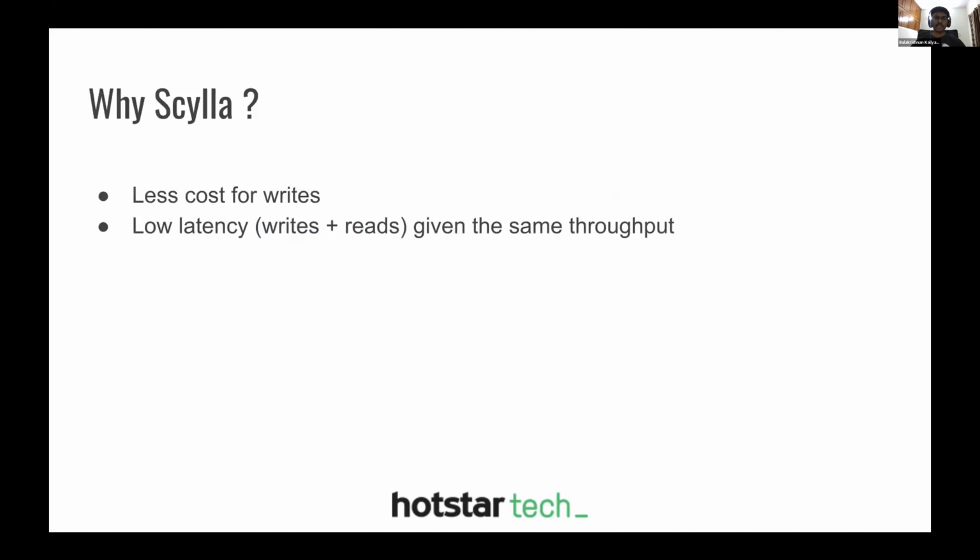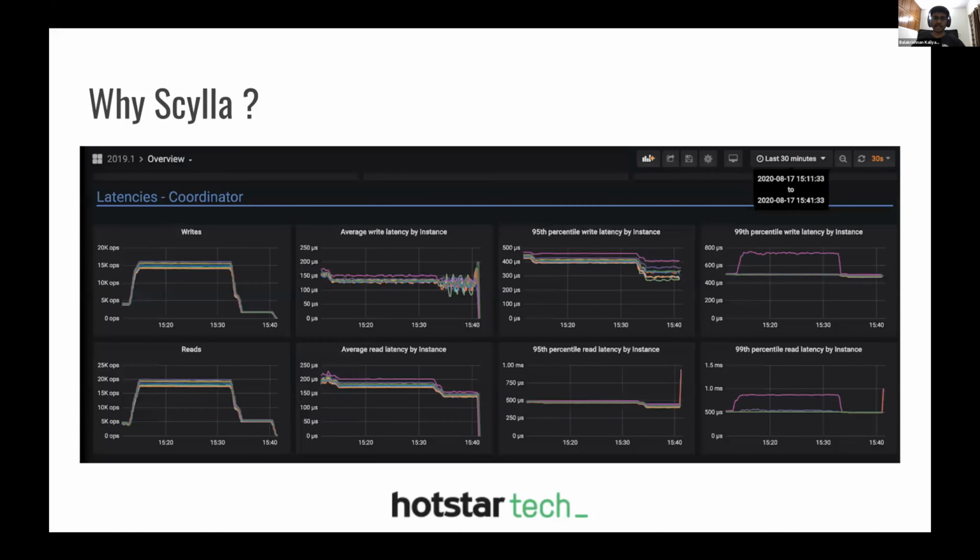Basically, there were two main reasons we went for Scylla. One is the lower cost for writes, given we have provisioned correctly for our use case. I mean, we didn't over-provision or under-provision nodes for a use case. And also our latencies were very low. You can see on the screen that the 99th percentile latency is under 1 ms for writes and under 2 ms for reads, which is very low, and it fits our use case perfectly.